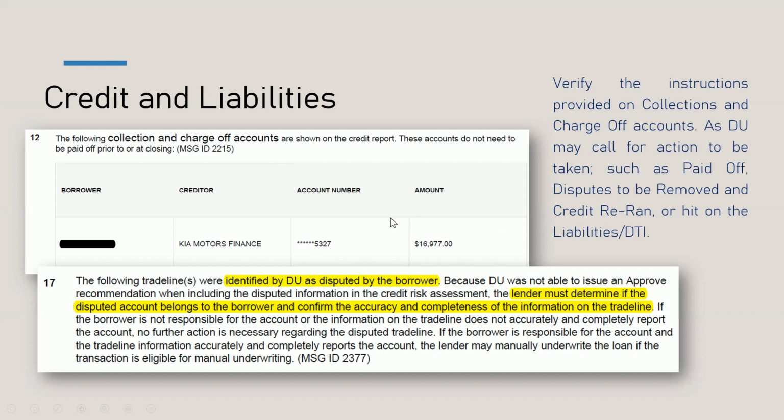Charge-offs are extremely important. We've had a situation where we had a charge-off that DU wanted us to identify the dispute on. Because if there's a dispute, it does not hit your credit. So the dispute needs to be removed and your credit needs to be rerun. Your DTI can change, and it's a huge factor. Here, you can see it says the lender must determine if the disputed account belongs to the borrower and confirm the accuracy. So this is extremely important to look for when you have charge-offs and collections, taking a look at your credit report and making sure there are any disputes. And if they do belong to your borrower, they have to be removed.